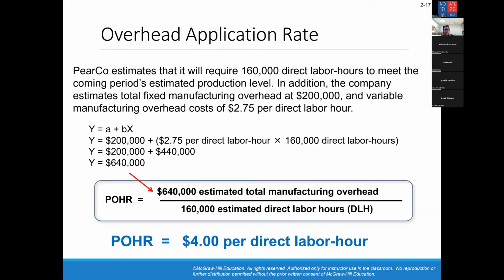Okay, then in addition, the company estimates a total manufacturing fixed cost of 200,000 and then the variable cost of 275 per direct labor hour. So our formula, Y equals A plus BX, you just plug those numbers in so you can come up with the total. So we have 200 fixed for A, plus we have 275 per labor hour, and how many labor hours were estimated? 160,000. So we just multiply that and then add it to the 200. So we have a total cost of 640,000.